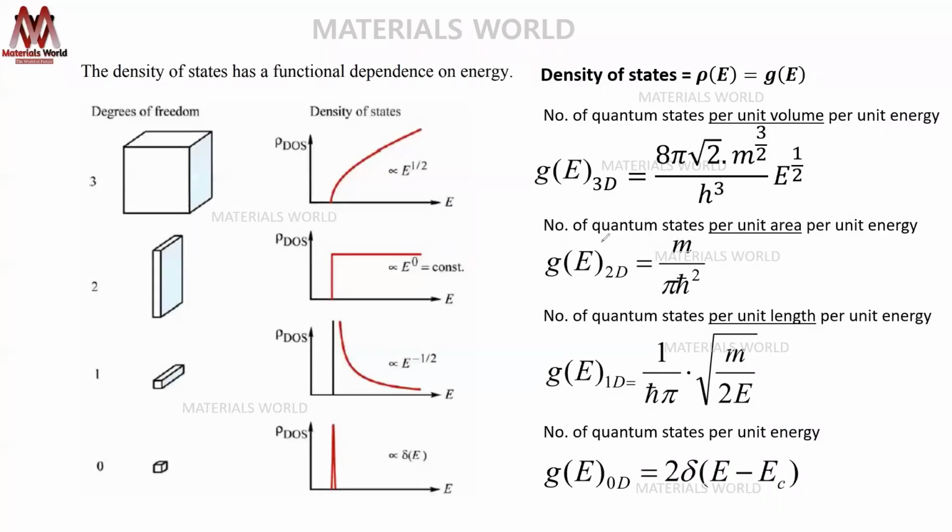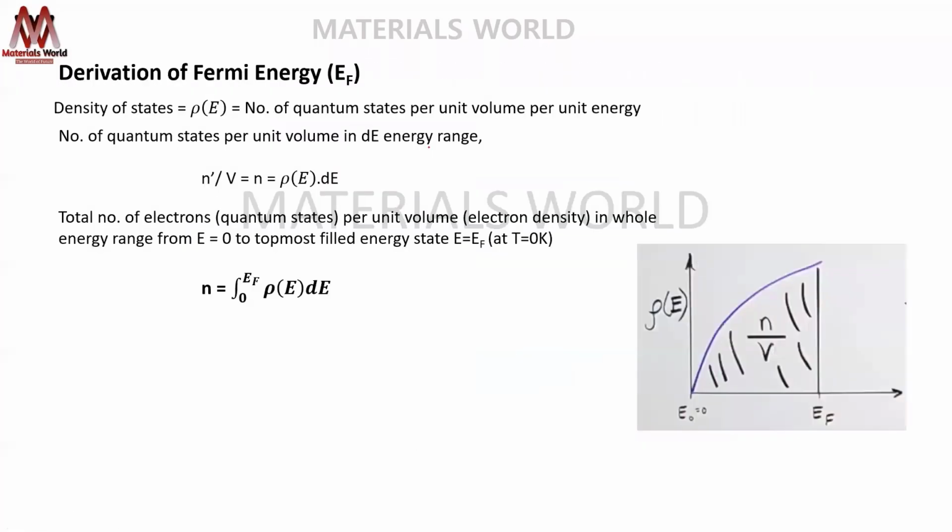So for 2D, the density of states is independent of energy. It is m by pi h cross square. So just simply write the integral from 0 to EF of m by pi h cross square. It's very simple. The m by pi h cross square will be common, and you're integrating only dE. What is the integral of dE? It is E. So m by pi h cross square times E, from 0 to EF.